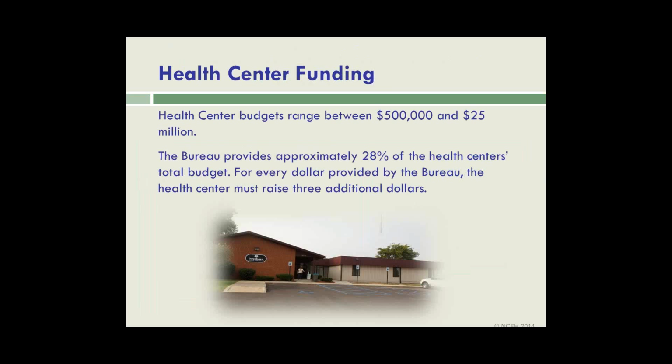There's a little information about health center funding. Health center budgets range between $500,000 and $25 million. The Bureau provides approximately 28% of the health center's total budget. So for every dollar provided by the Bureau, the health center must raise $3 additional.